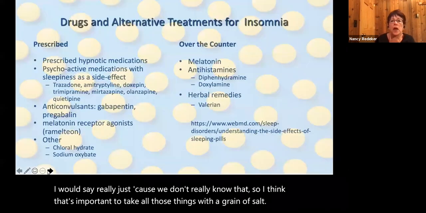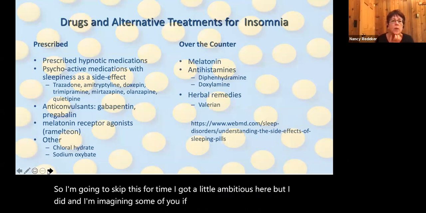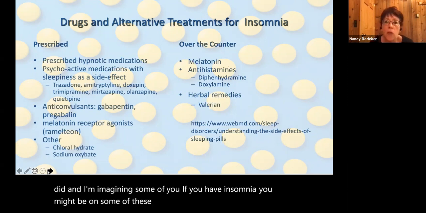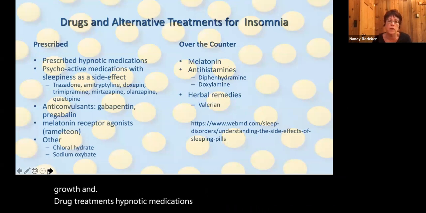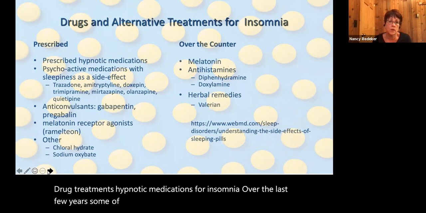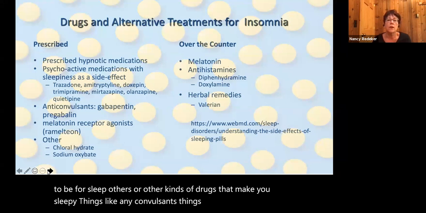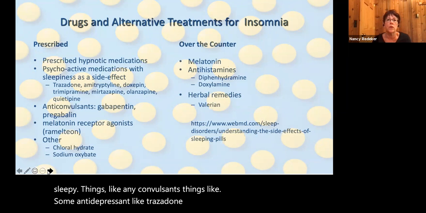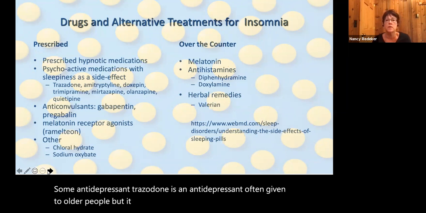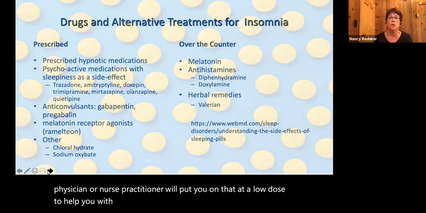So I'm going to skip this for time. I got a little ambitious here, but I'm imagining some of you, if you have insomnia, might be on some of these medications. There's been a large growth in drug treatments, hypnotic medications for insomnia, over the last few years. Some of them are drugs specifically designed for sleep. Others are other kinds of drugs that make you sleepy, things like anticonvulsants, and some antidepressants. Trazodone is an antidepressant often given to older people, but it makes you sleepy. Sometimes a physician or nurse practitioner will put you on that at a low dose to help with your sleep. So there's a plethora of these drugs.